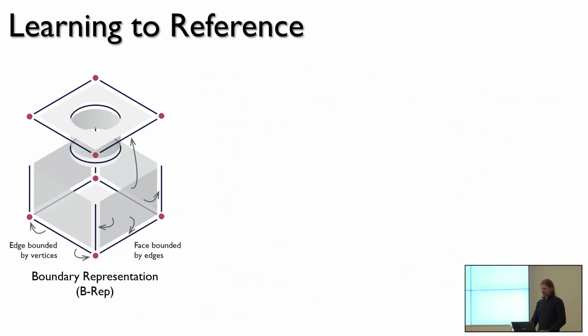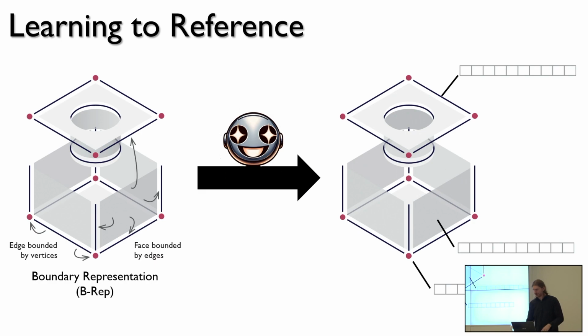So here's what that looks like. We want a system that can take in a BREP, feed it to a machine learning system, and get out individual representations. We're going to use vector embeddings for each referenceable entity in the BREP. And we can later use that in downstream machine learning tasks.